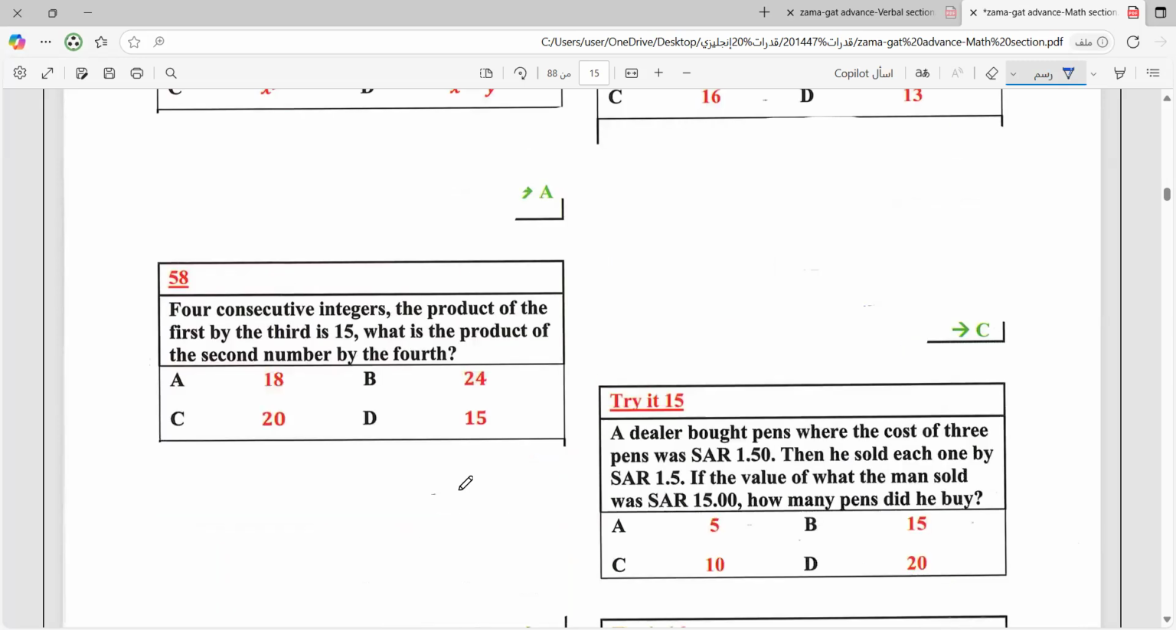Good. Now 58 for you. For 4 consecutive integers, the product of the first by the third is 15. What is the product of the second number by the fourth? What does consecutive integers mean? One after another.